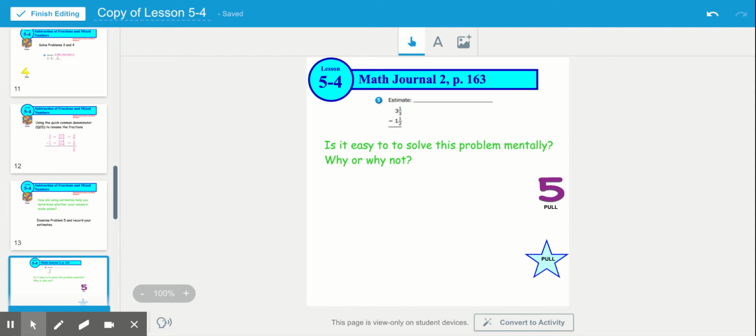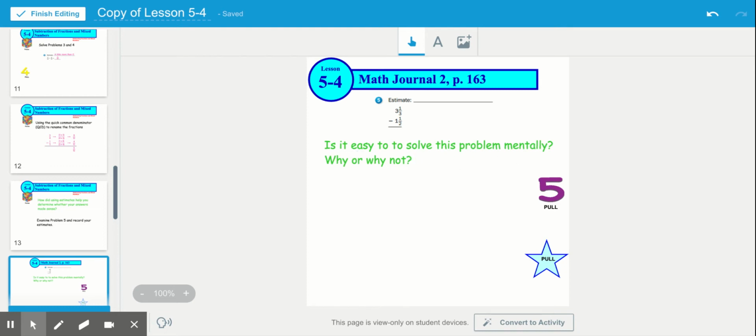Again, you want to start with that estimate. So look at 3 1/3, look at 1 1/2. I'm going to take 3 minus 1 1/2. So my answer is going to be somewhere around 1 1/2. That's my estimate as I'm looking at this before I do any work. And is it easy to solve this problem mentally?